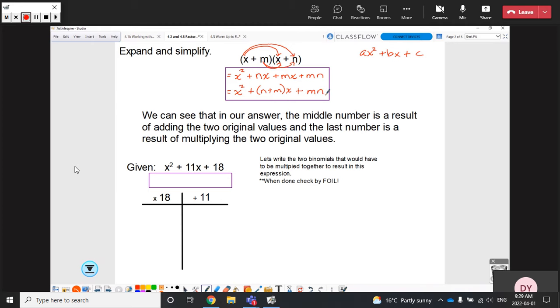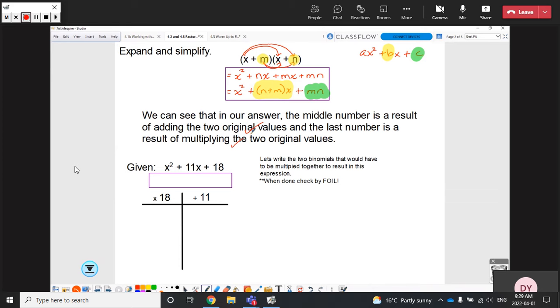So this kind of solidifies the fact that we will for sure always be adding to get the b value, because it's showing you, right? We add these two numbers to get the b value. And then we're always multiplying, right? M times n here, multiplying to get the c value. That's just always what happens. And I wrote here, we can see that in our answer. The middle number is the result of adding, yes? Great. And then the last number is the result of multiplying.